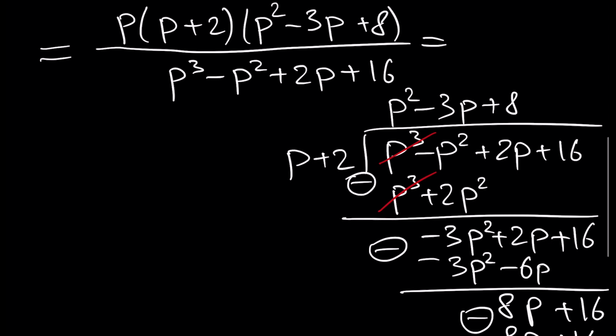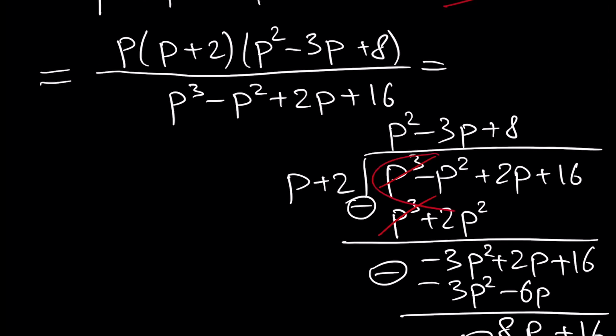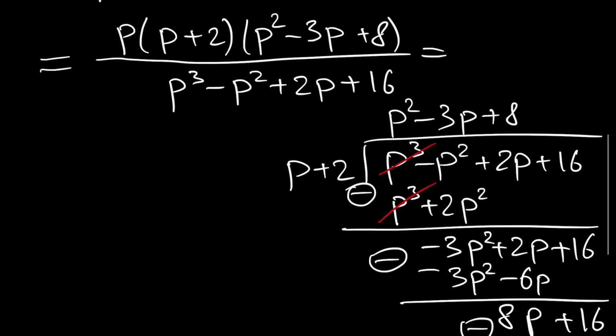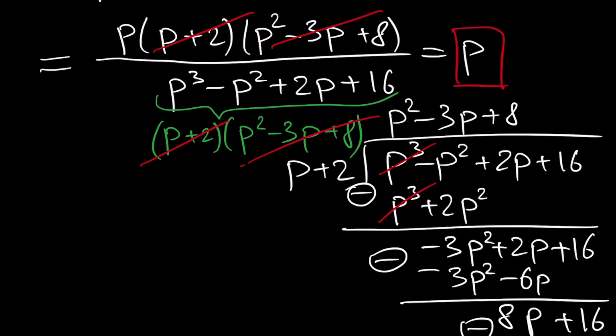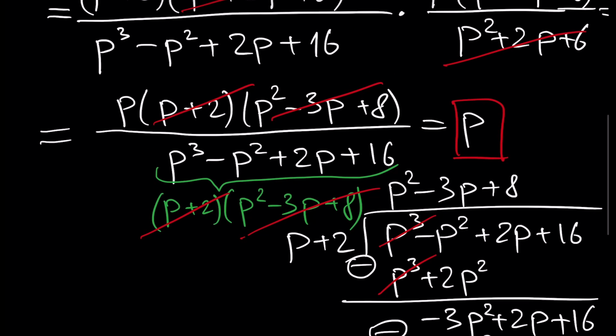So we have exact divisibility, and this polynomial is divided by p plus 2, and the result is this polynomial. So we write the polynomial in the denominator as p plus 2 times p squared minus 3p plus 8. And we have great cancellations here. And the result of our problem will be p. So our complicated expression is equivalent to p.